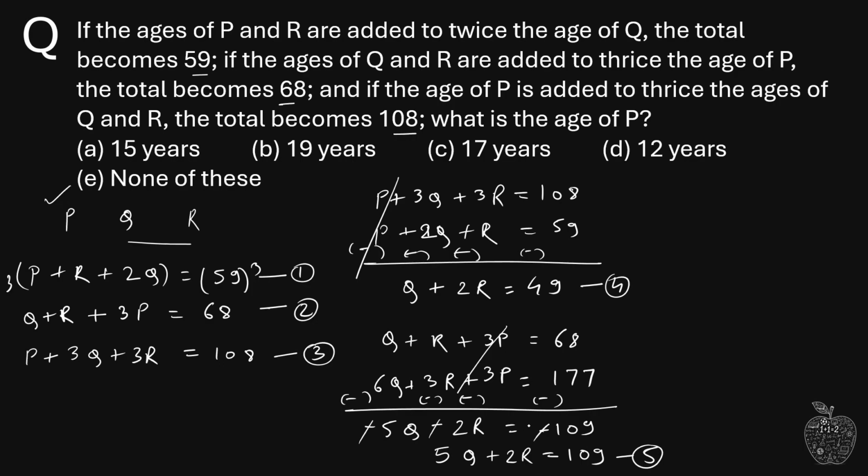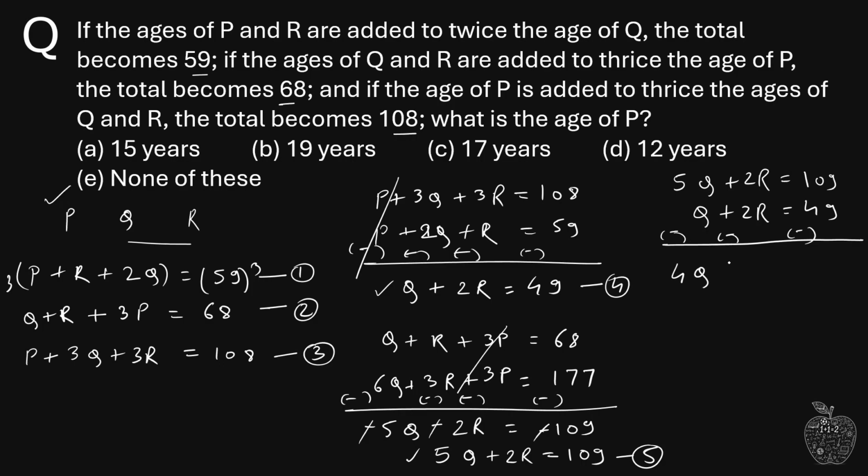Now what we'll do is subtract equation 4 from equation 5. So we get 5Q plus 2R equals 109, and equation 4 is Q plus 2R equals 49. Let's subtract. 5Q minus Q will give me 4Q. 2R gone, equals 109 minus 49, which gives me 60. 4 ones are 4, 2 remaining, 4 5s are 20. So we get the value of Q as 15.